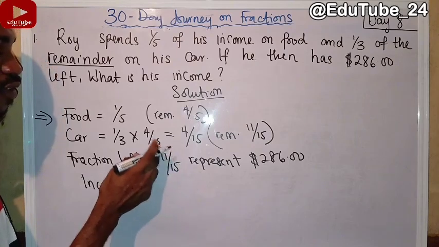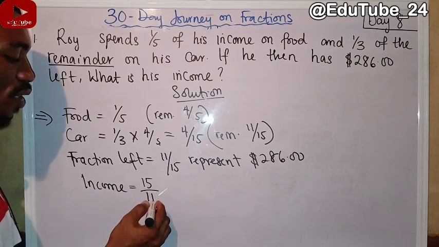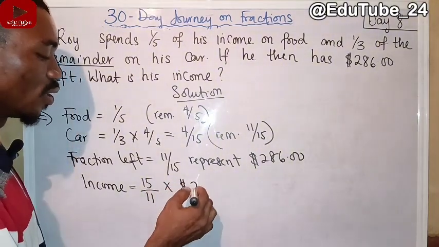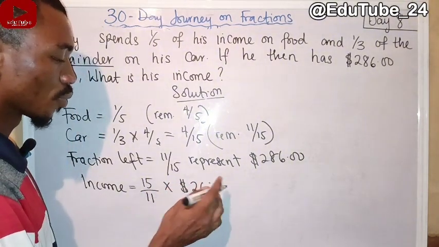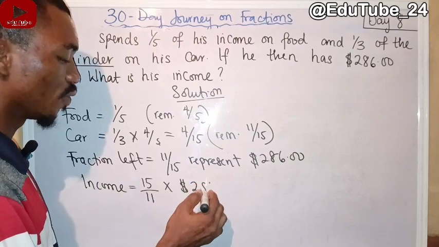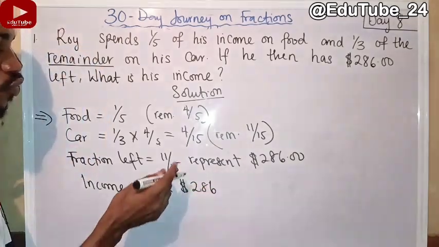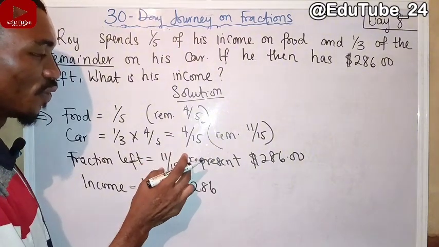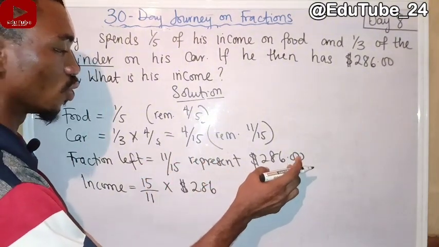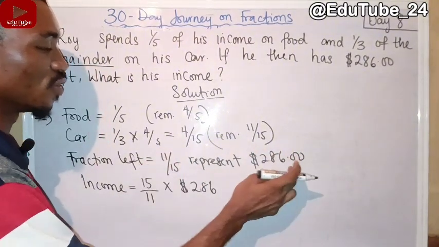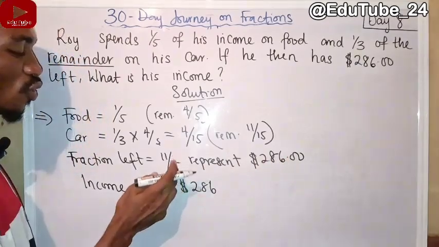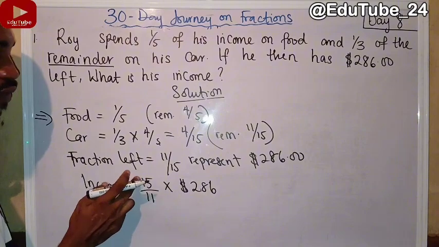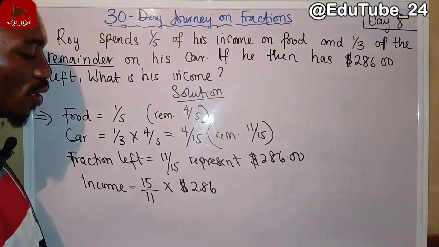So to find his income, we are going to invert this fraction: 15/11 times $286. So we are using what we have to find what we don't have. What we have is the fraction of the money that is left, which is 11 over 15, and the amount that is left, which is $286. So this 11 represents this $286. So the overall income is now 15. So we flip this fraction, 15 over 11 times $286.